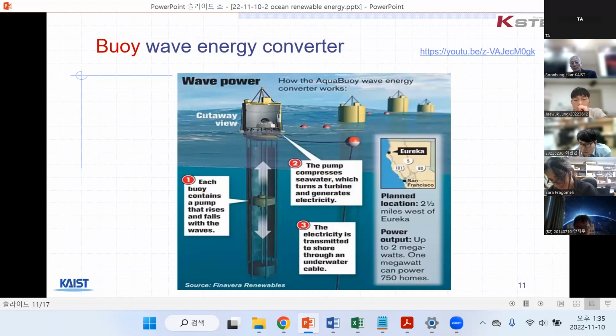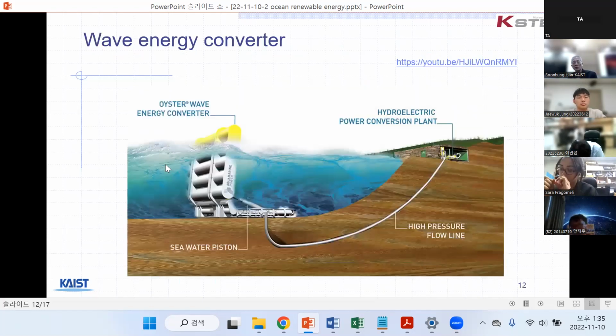And the V wave energy converter is similar to this. Each V contains a pump that rises and falls with the wave. So this cylinder goes up and down together with the wave, and that gives you air chamber compression and depression. So that produces energy. And near San Francisco, they are trying to use this kind of energy converter.